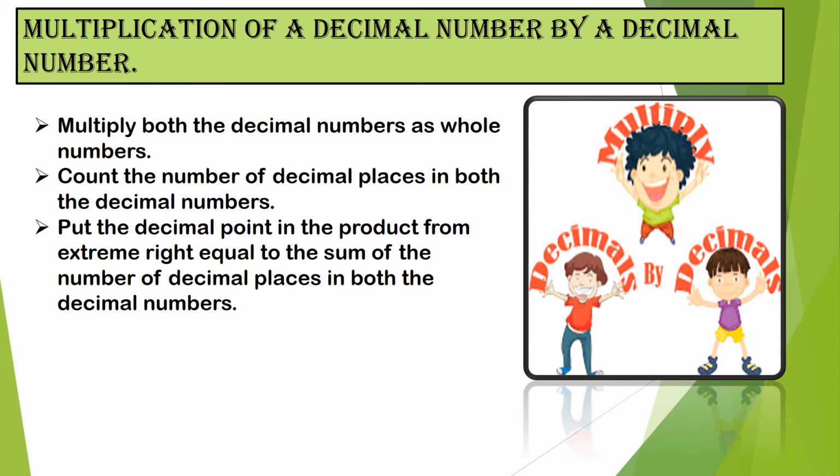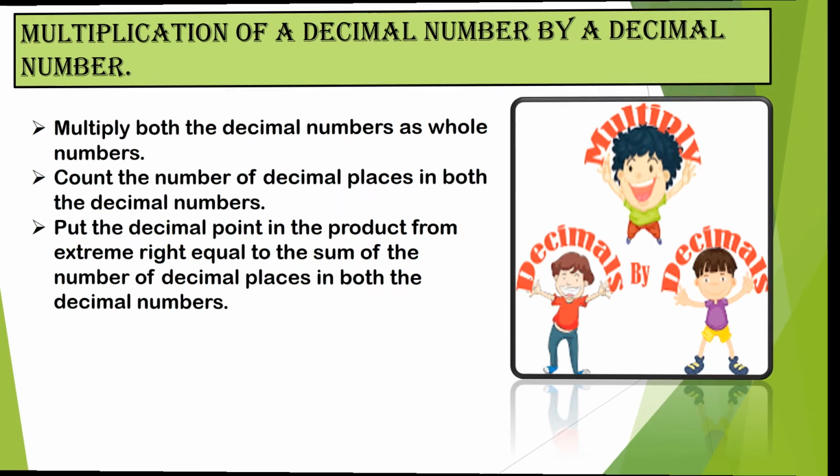Now multiplication of a decimal number by a decimal number. So remember children, the points: multiply both the decimal numbers as whole numbers. Now count the number of decimal places in both the decimal numbers. Put the decimal point in the product from the extreme right equal to the sum of the number of decimal places in both the decimal numbers. Let us see the example.